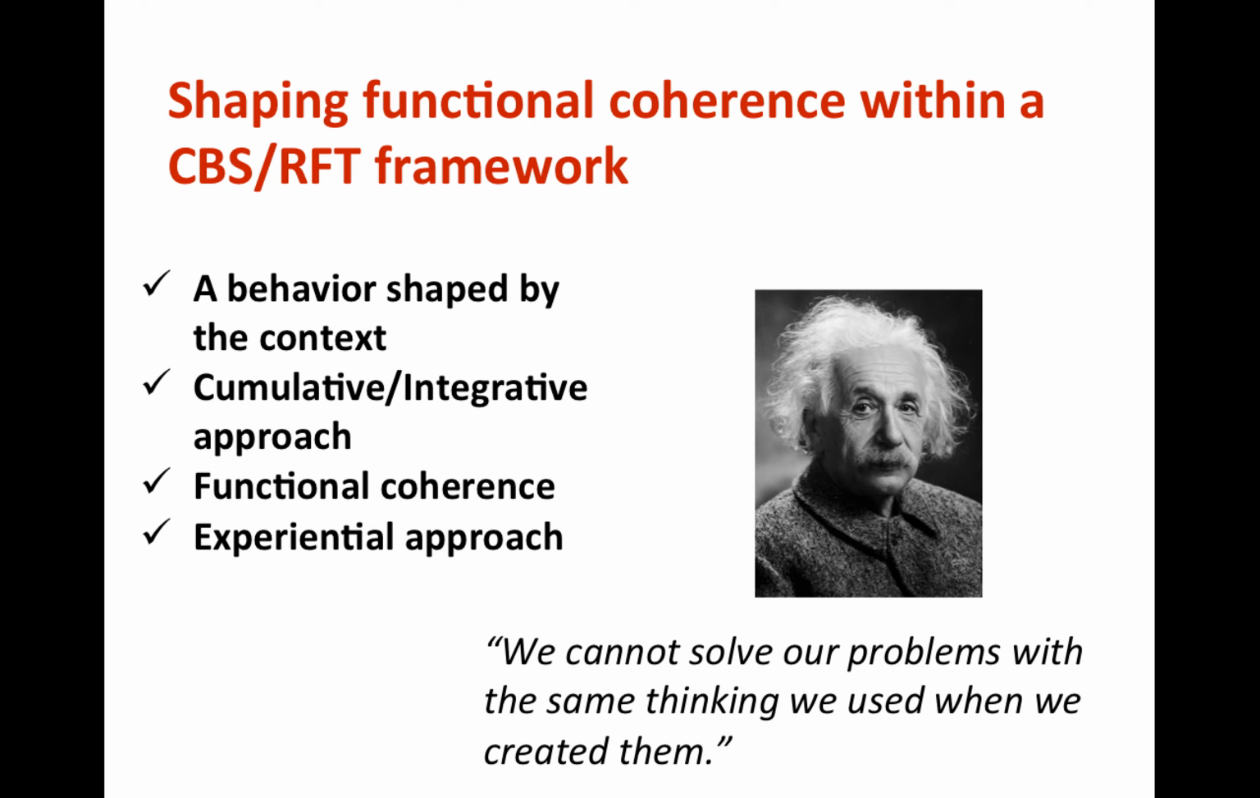Finally, we want to shape functional coherence through experiential means. It means that rather than teaching clients didactically about pragmatism, we encourage them to observe the contingencies influencing their behaviors. Asking questions about antecedents and consequences is a good way of shaping functional coherence experientially, for example. This overarching goal of therapy can be summarized by Einstein's quote saying that we can't solve our problems with the same thinking we used when we created them. In other words, we need to think differently to have different outcomes. And what we suggest in CBS RFT is to think functionally.